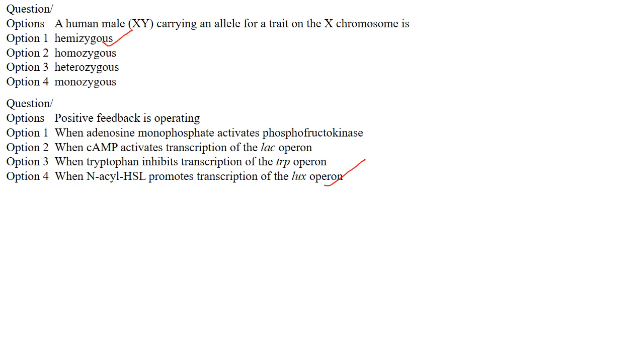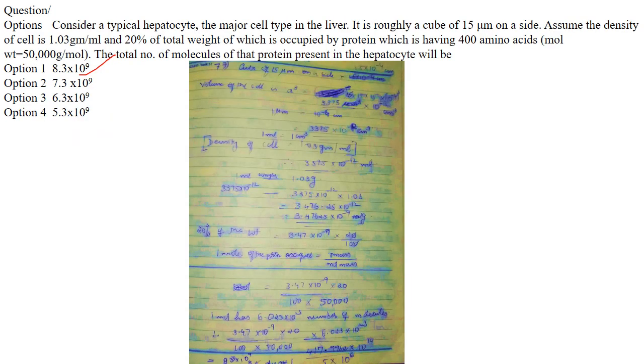When cAMP activates transcription of the lac operon, not cAMP but absence of glucose. As per me, that is the correct statement for this particular option. Then when tryptophan inhibits transcription of the trp operon, tryptophan is a negative feedback. Then when N-acyl HSL promotes transcription of the lux operon, that is the one where positive feedback is operating. So answer is option 4.